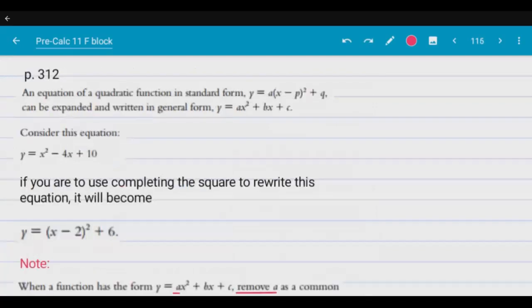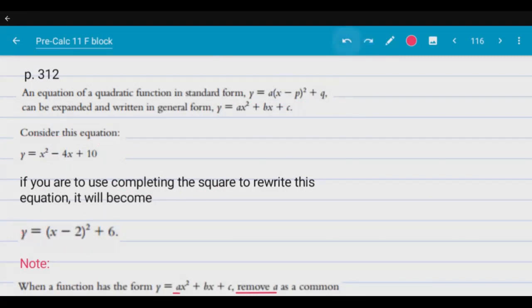An equation of a quadratic function in standard form, also known as vertex form, can be expanded and written in the general form. Now if you can write a vertex form into a general form, that means you should be able to write a general form into a vertex form. You go the other way. If you consider this equation, x squared minus 4x plus 10, and you are to do completing the square, you will be able to rewrite this equation in this case.